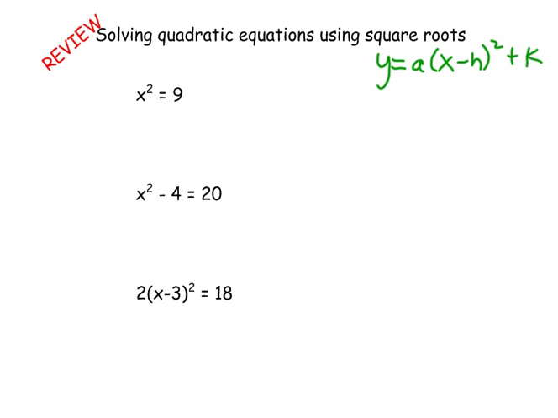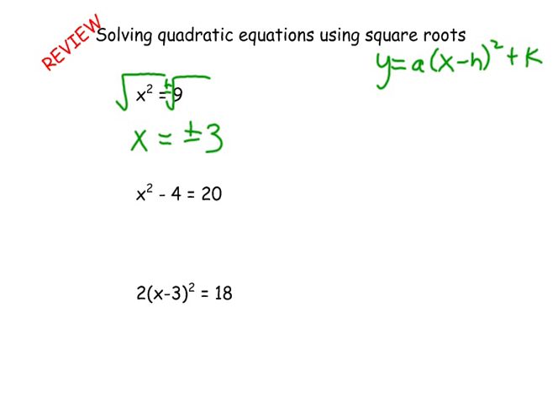So on number 1, since the squared term is isolated already, x squared, we would take the square root of both sides. Remember, when you do that, you need a plus or minus on your number. So the square root of x squared is x. The square root of 9 is 3, so plus or minus 3.